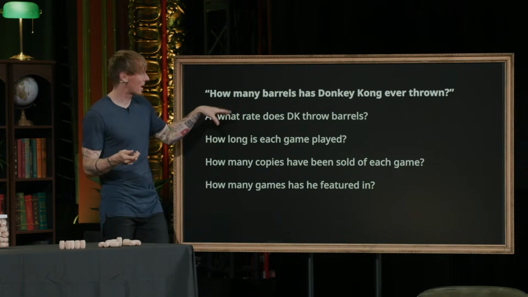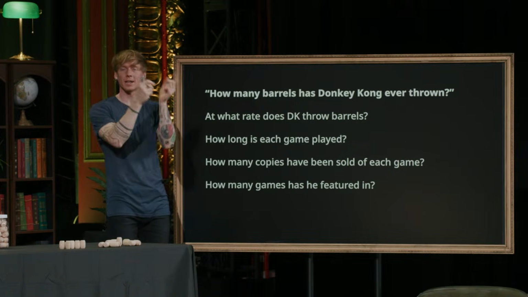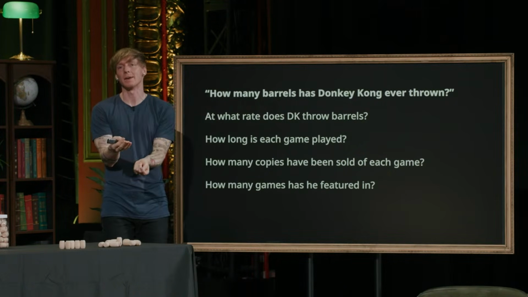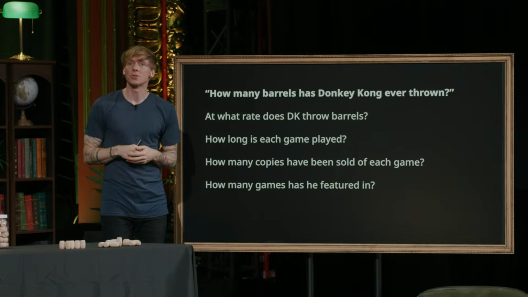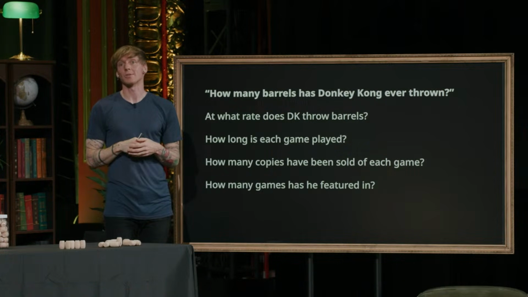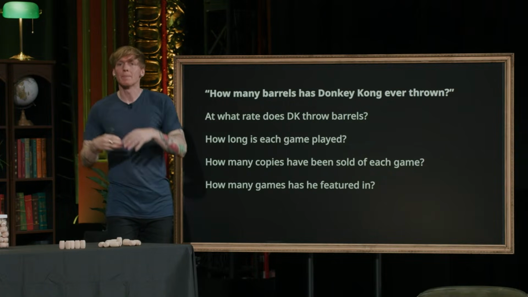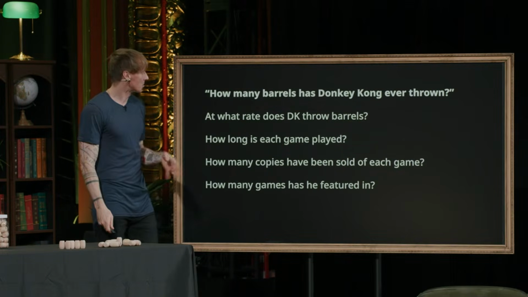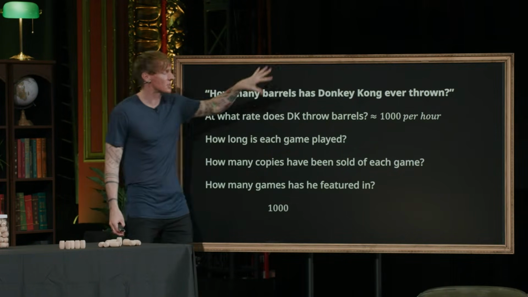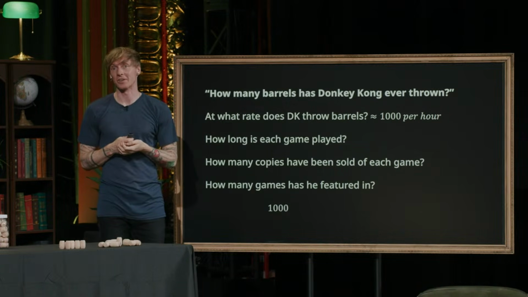So if it's 20 barrels per minute, then across an hour, that would be 20 per minute multiplied by 60 minutes in an hour. So 2 times 6 gives me 12, carry the two zeros, that's 1,200. But this is a Fermi estimate, so we go to the nearest power of 10 order of magnitude, so that would be 1,000. So we'll say there's approximately 1,000 barrels per hour of non-stop barrel throwing from Donkey Kong.